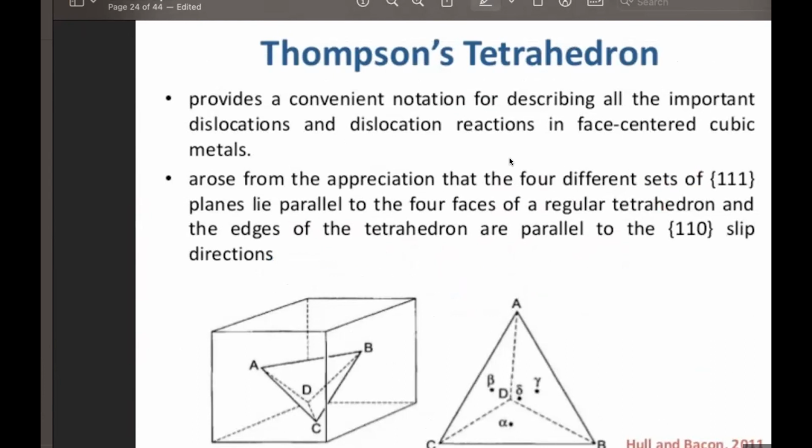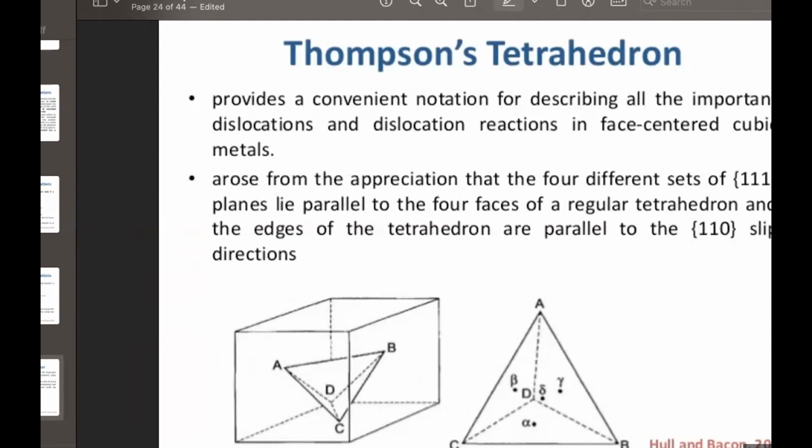So once we said we have 4 1-1-1 planes, once we combine all the 4 planes on top of each other, we will have this Thompson tetrahedron. So once we combine all the planes, we come up with a tetrahedron. Here, the Greek letters show each plane. So each Greek letter is one plane. So this representation is very important, guys.